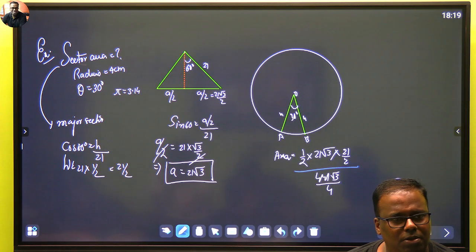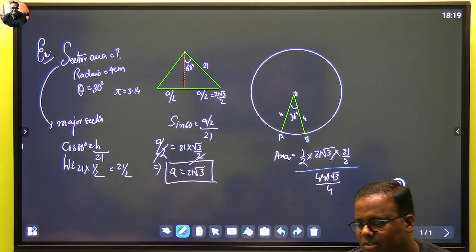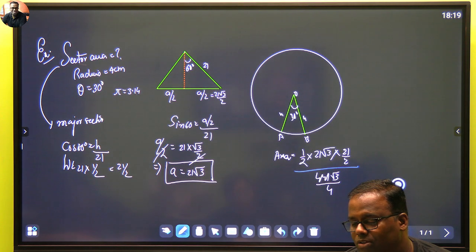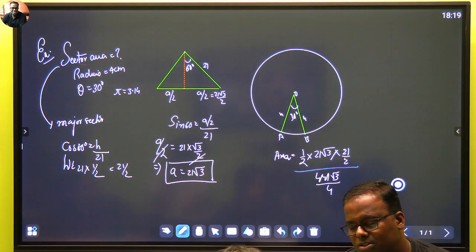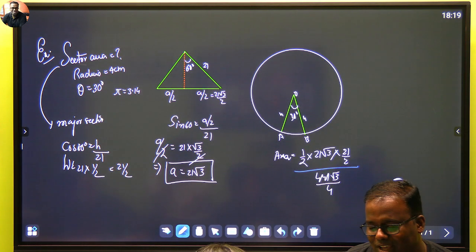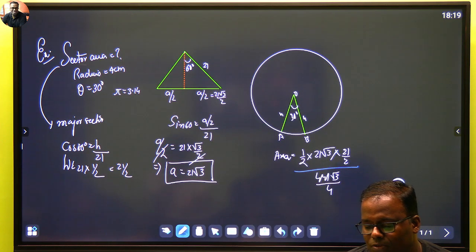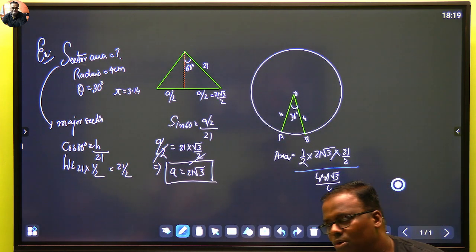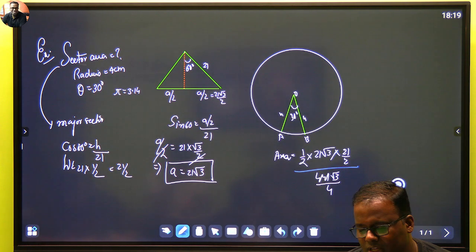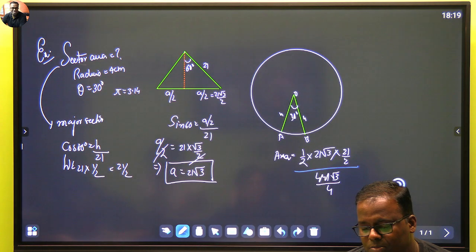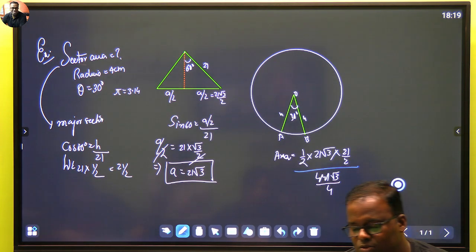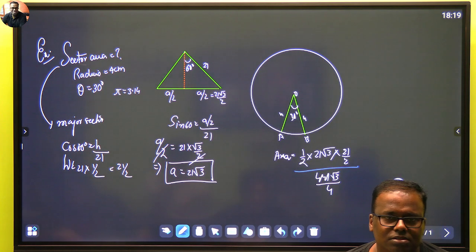Try the problem. Are you able to crack it or not? A horse is tied to a peg at the corner of a square-shaped field of grass. The field has a side of 15 meters, and the horse is tied by means of a 5-meter long rope. So the rope is going to behave as the radius. How much is the square side? 15 meters. Find the area of the part of the field in which the horse can graze. So the horse will be able to graze only on a sector portion.